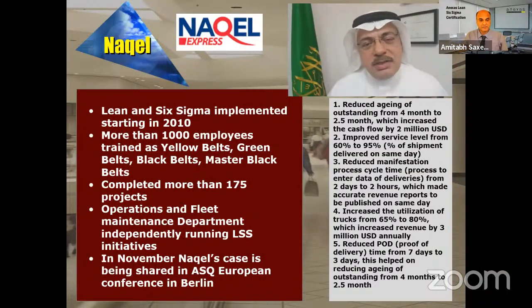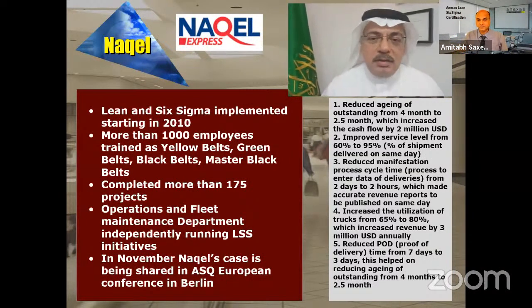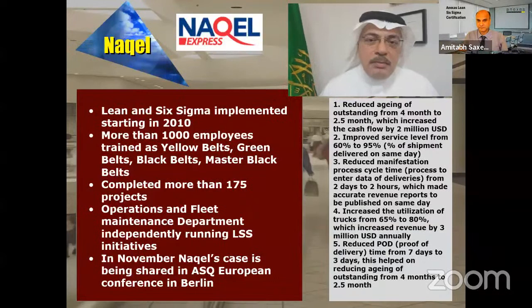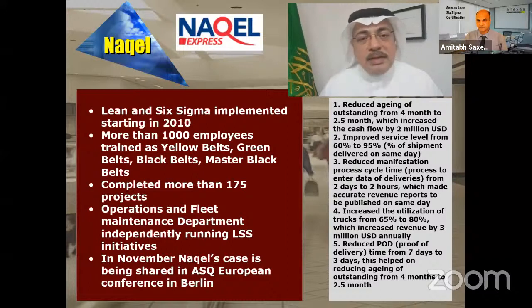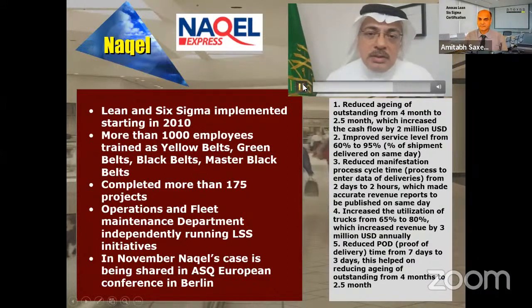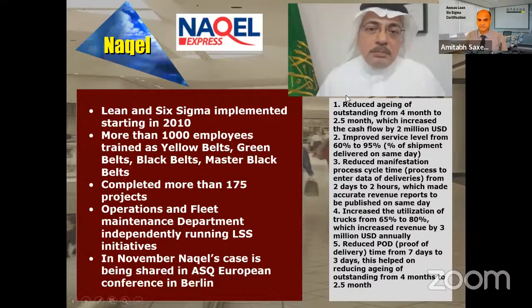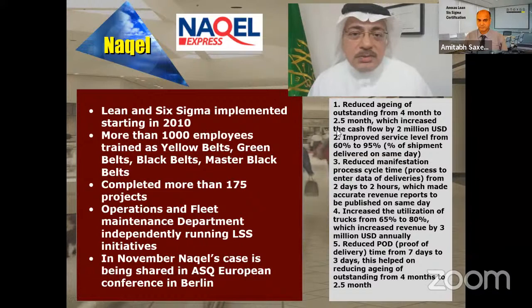My name is Mohammed Al-Bayati. I'm the CEO of NAKIL. Through Anexas, Mr. Amitabh has taught me and more than 1,000 employees of NAKIL Six Sigma and Lean processes. This affected our bottom lines by millions of riyals, and it is having a big impact in changing our company from a local company to a regional or multinational company. Thanks to Anexas and Mr. Amitabh. Thank you very much.